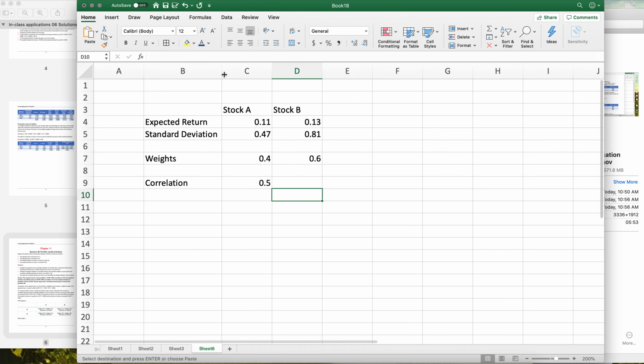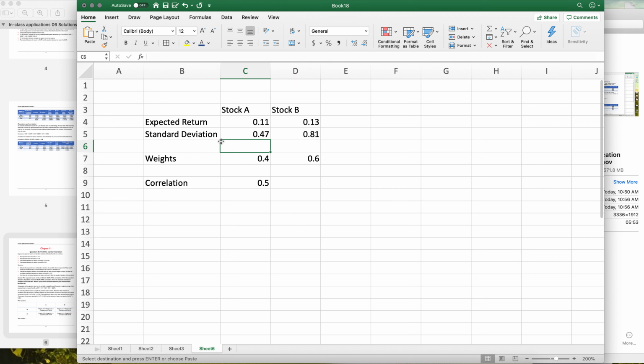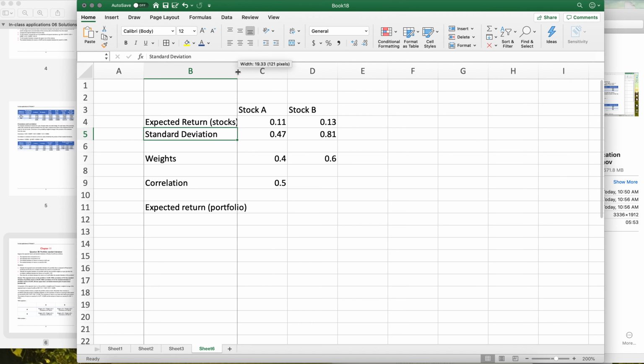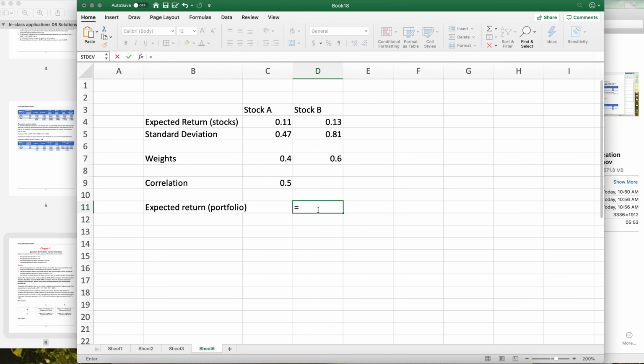I have taken the liberty of calculating all of this already, inputting all of this, so we're just going to move forward with the calculation. So the expected return is going to be, and this is the portfolio. So notice we have an expected return for each of the stocks, and then we have an expected return for the portfolio, and this is the sum product of the weights and the expected returns. It does not matter what order you put the inputs into this equation. It just does 0.4 times 0.11 plus 0.6 times 0.13.